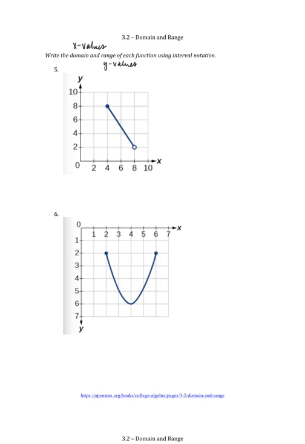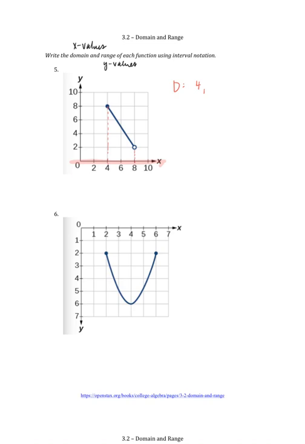So for the domain, we're simply looking at the x, how far left and how far right it goes. So the x values, remember, are on the horizontal axis. So we're simply looking for how far left it goes and how far right it goes. The farthest left it goes is 4, and the farthest right it goes is 8. So for our domain, we're going to go from 4 to 8.